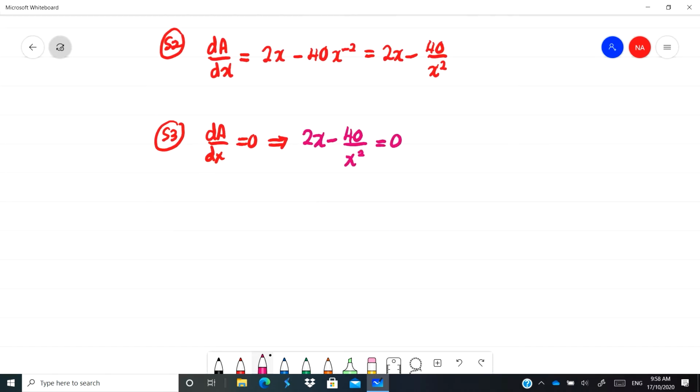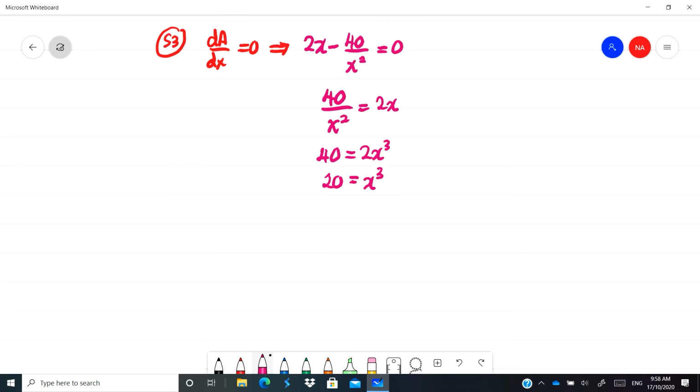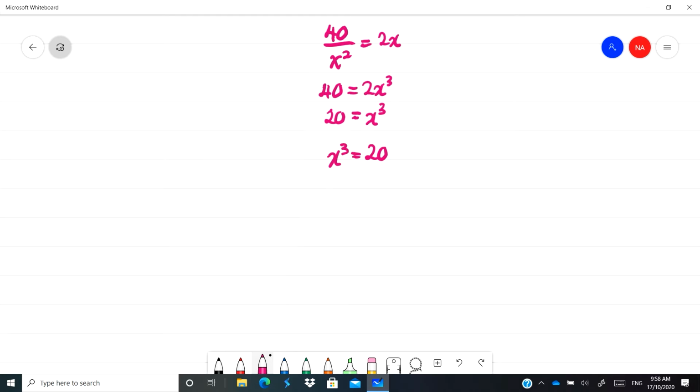So we'll have 40 over x squared equal to 2x. Then I'll transform it to 40 equal to 2x to the power of 3, and divide each side by 2, so I'll get 20. So to find the value of x, I'll write x to the power of 3 equal to 20. So x is given by the cube root of 20. When you press your calculator, you'll get x equal to 2.71.